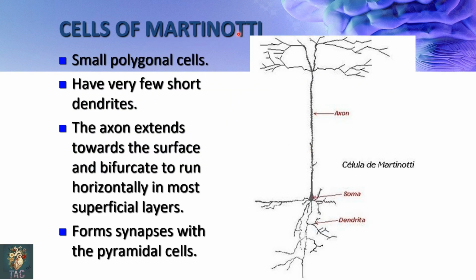Then these are the cells of Martinotti. The cells of Martinotti are basically polygonal in shape. They have very short and few dendrites and have an axon which ascends upward superficially to the surface, where it bifurcates to run horizontally in the most superficial layer, and it forms synapses with the pyramidal cells and also with the dendritic and axonal processes of the horizontal cells of Cajal.